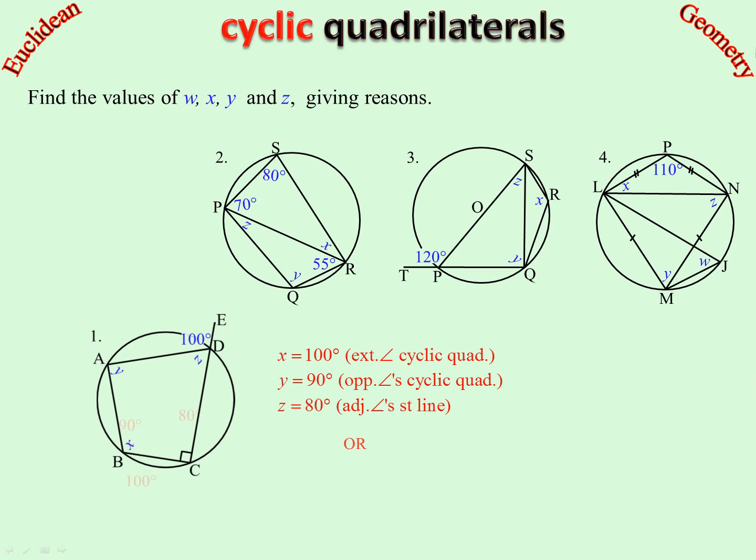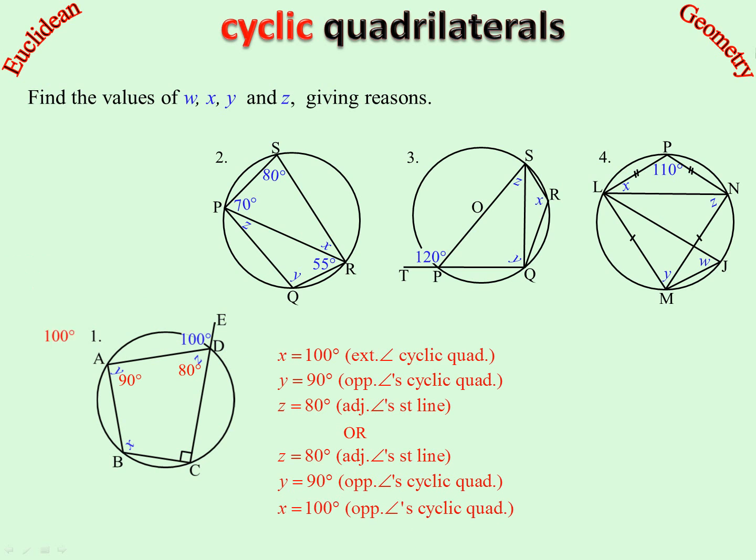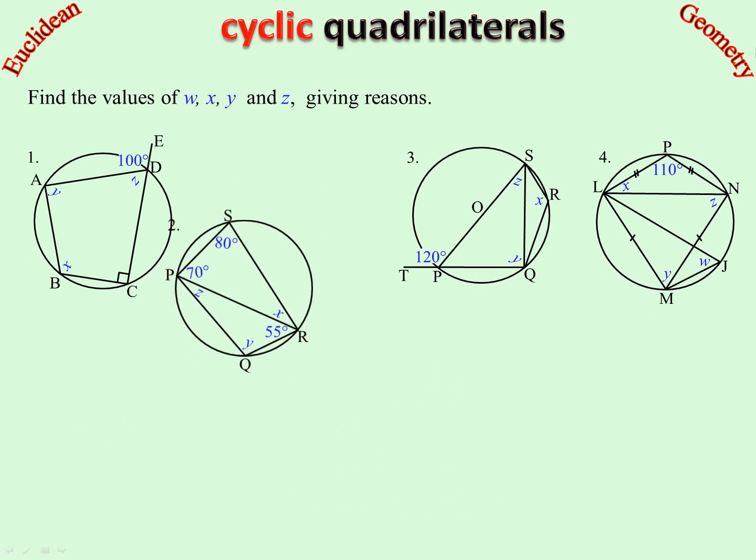You can do it by other ways. Here's another set of ways to do it. Z first, adjacent angle straight line, Y 90, opposite angle cyclic quad, and X 100, opposite angle cyclic quad. So there are often many ways to achieve the same thing in geometry.